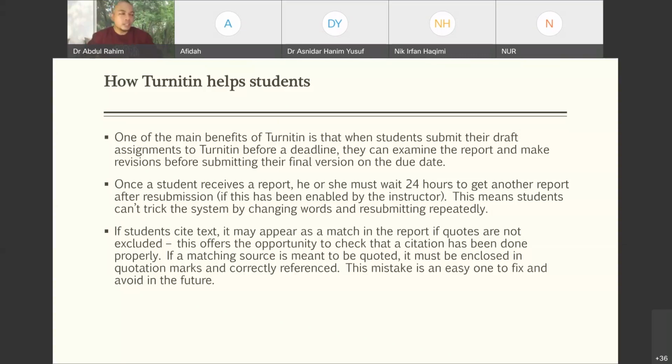And if it is below 30%, okay, that's good. All right, and keep this as evidence later on. Once a student receives a report, he or she must wait 24 hours to get another report after resubmission.